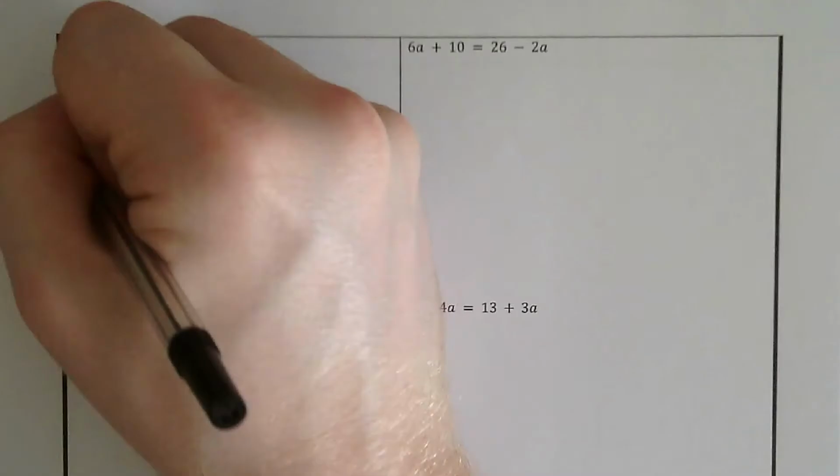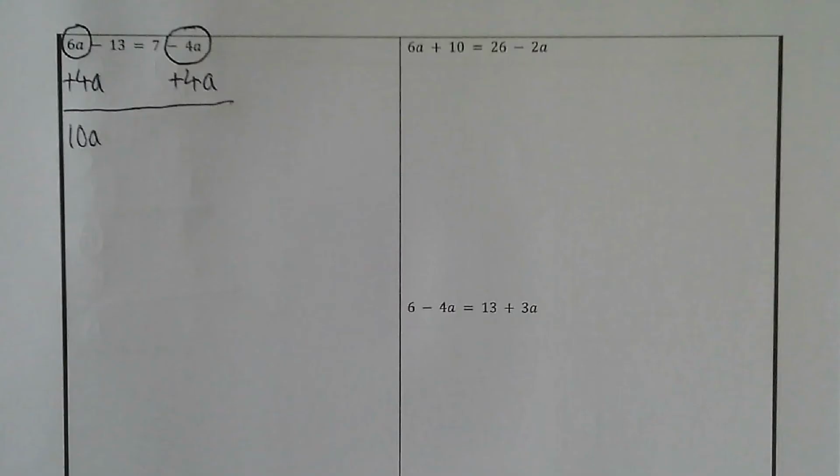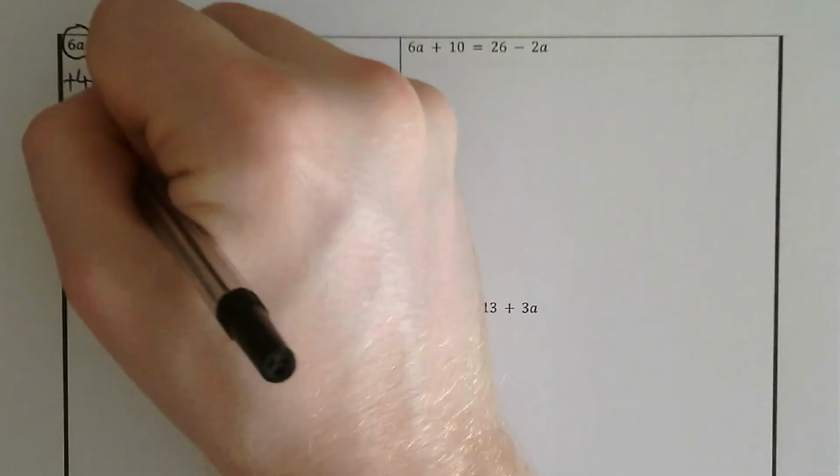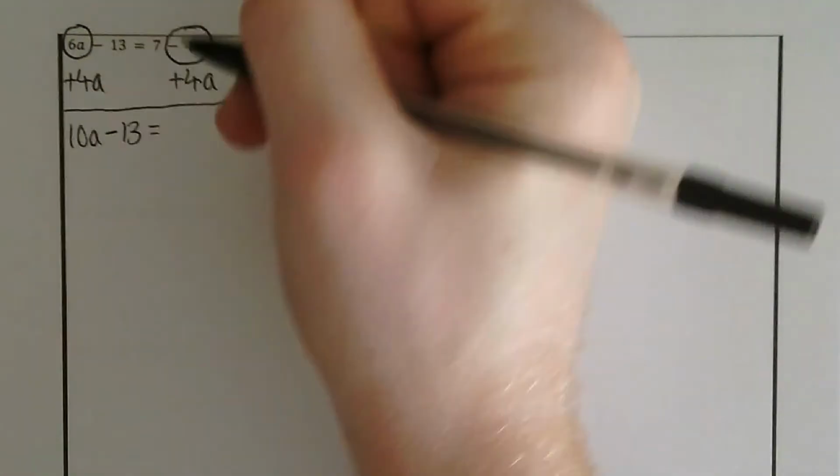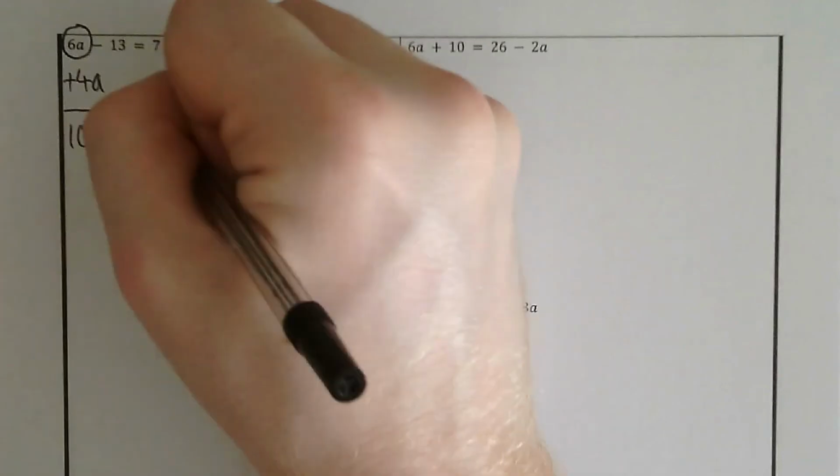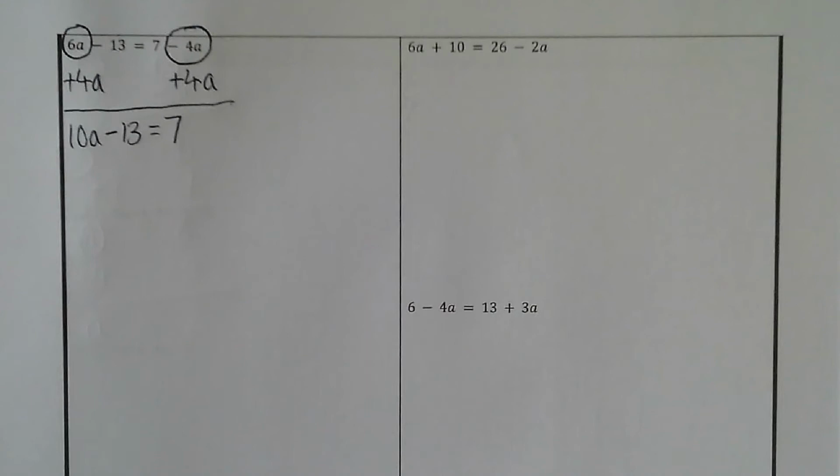6a add 4a is 10a. The minus 13 will drop down. The equal sign will drop down. The 7 will drop down. And the minus 4a and plus 4a cancel each other out.